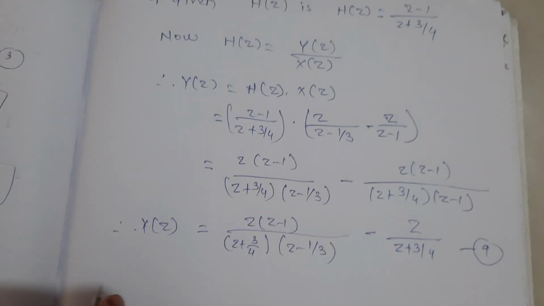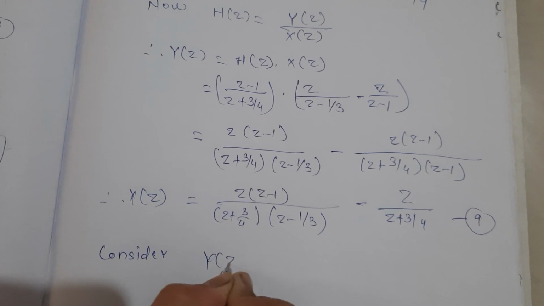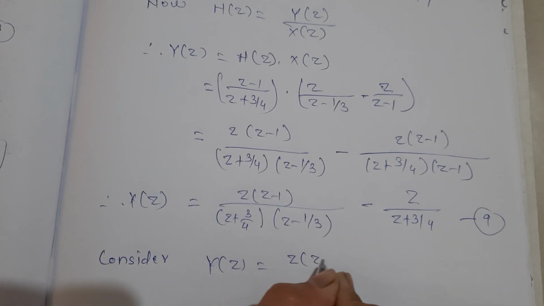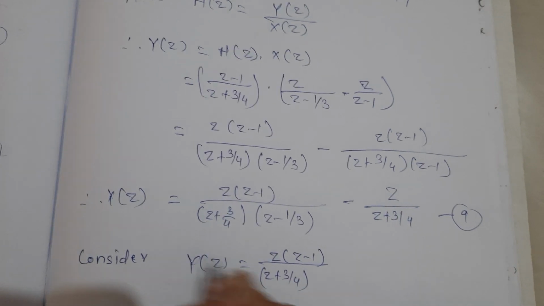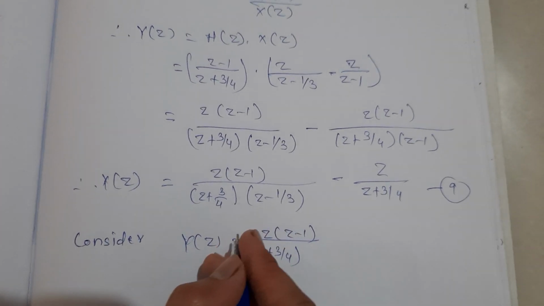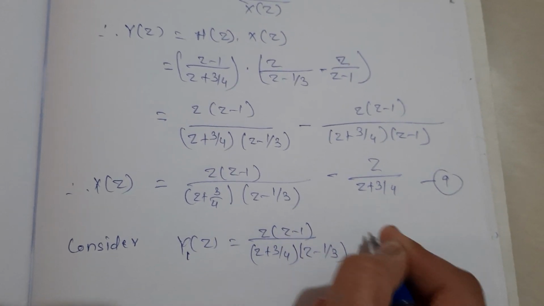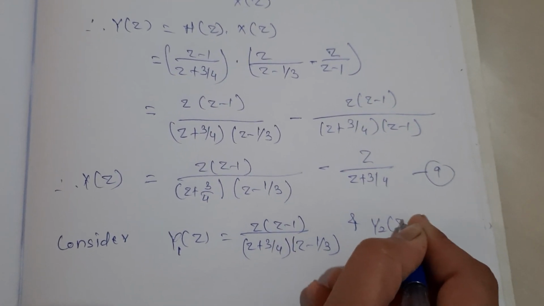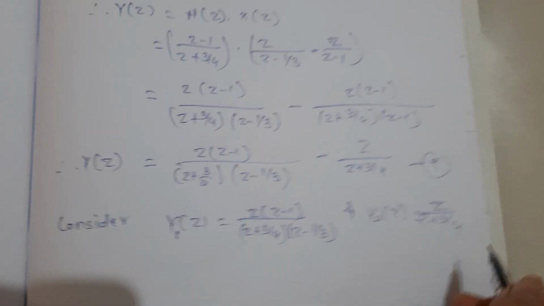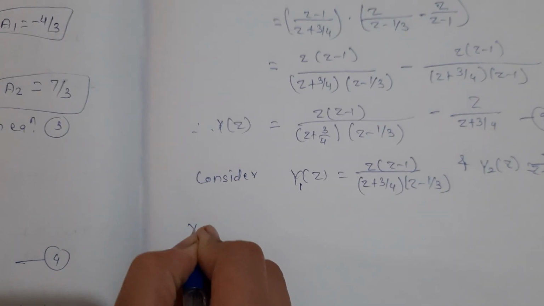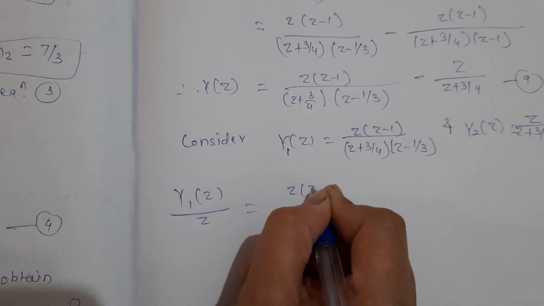Now consider, next part is consider Y(z) is equal to Y1(z) and Y2(z) is equal to the second part, that is z/(z + 3/4). Now first we take the first part, Y1(z), which is z into (z - 1).